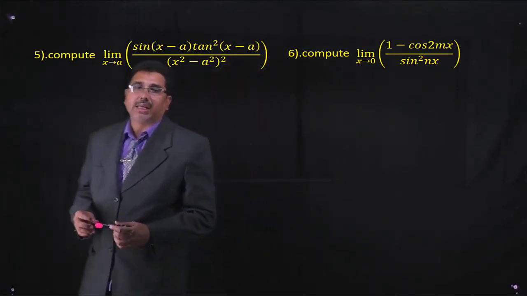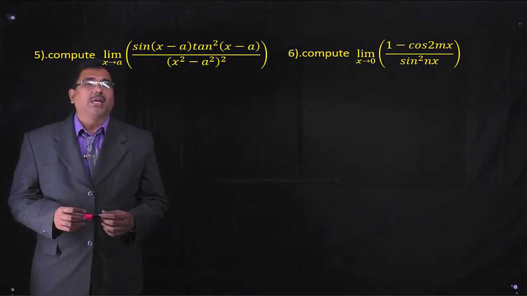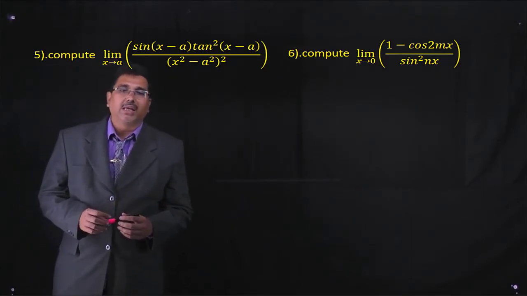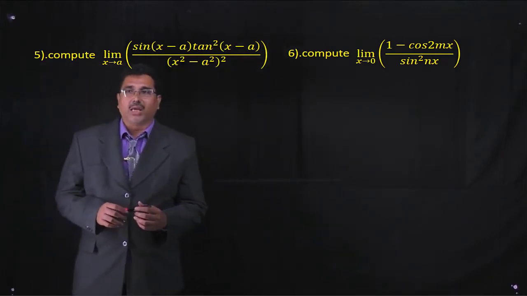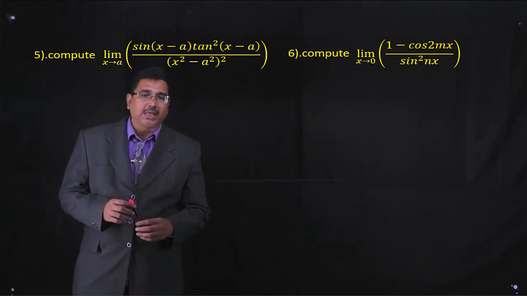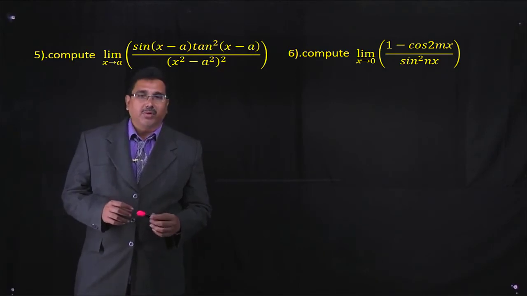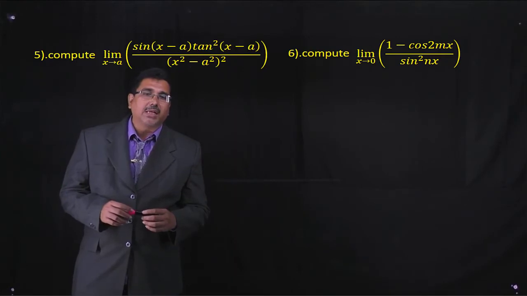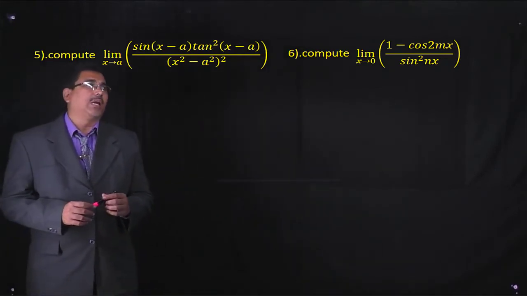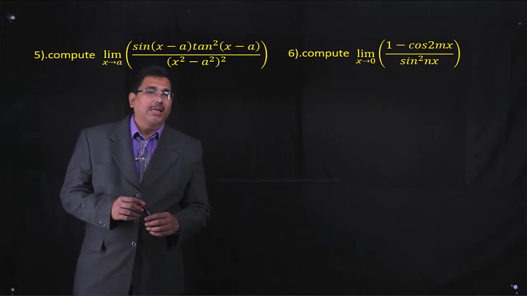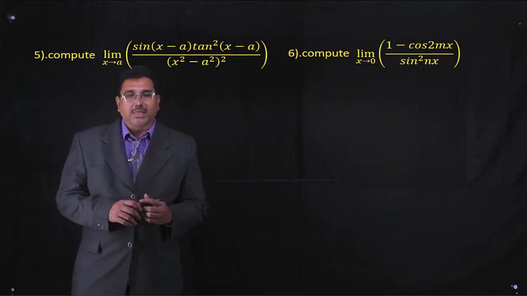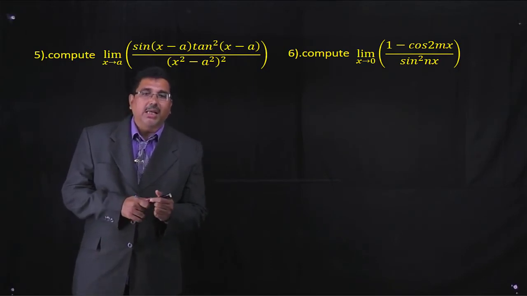Right. Let us see the next problem. Compute the limit as x tends to a of sine of (x minus a) into tan square of (x minus a) divided by (x square minus a square) whole square. How to find this limit value? See the functions in the numerator, sine and tan. If you see the functions sine and tan, recall the formula: limit x tending to 0, sin x by x is equal to 1, and limit x tending to 0, tan x by x is also equal to 1. By using that formula, we have to find the limit value.